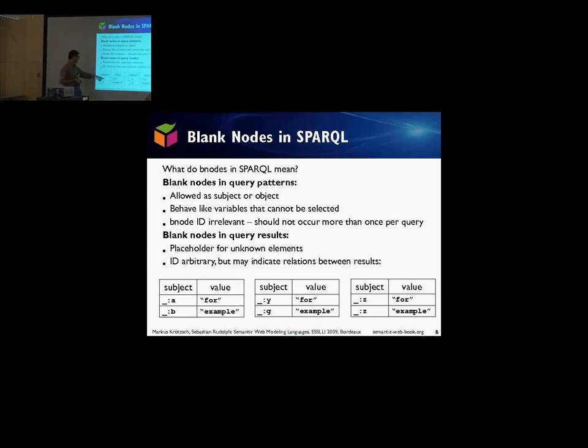Like, there is a particular blank node, A, which has a particular literal associated with it, 4. Then there is another blank node, B, which has a thing associated with it called example. Now, over here, it has two literal values, 4 and example. So when you query for it, it's going to return back the thing.